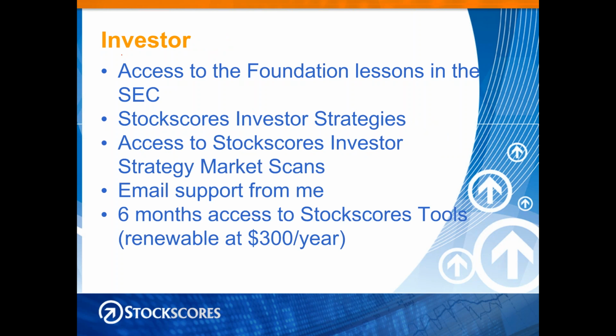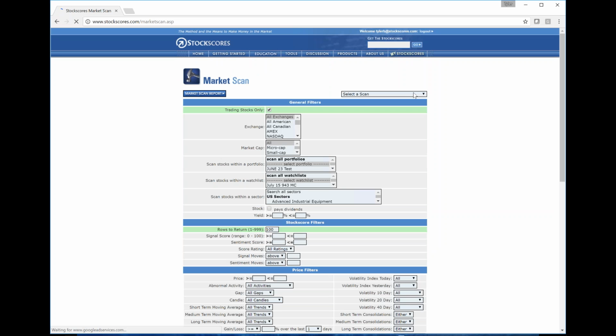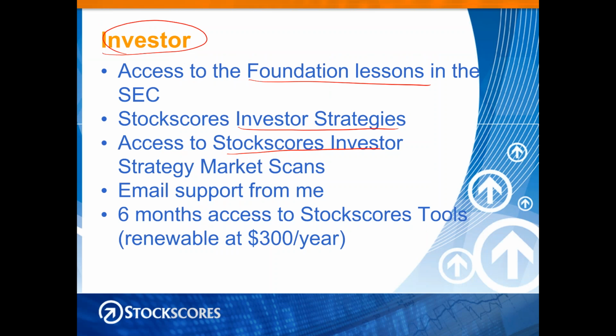So when you take the Investor course on Stock Scores, you get access to the Foundation lessons, plus you get access to my investor strategies, plus you get access to the Stock Scores Investor Market Scan. So if we go back to the Stock Scores website, go to the Market Scan, there are these scans here which you have access to if you are an investor student. If you're not an investor student, you don't get access to those. You get email support from me, and you can renew your access to Stock Scores for $300 a year. You get 6 months free with the course, and then it's $300 a year to continue to use the tool.